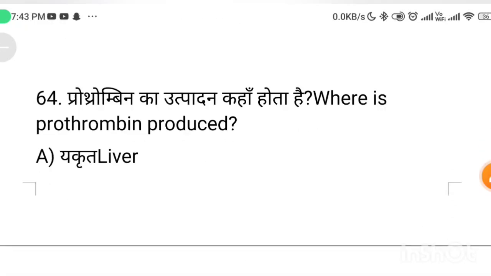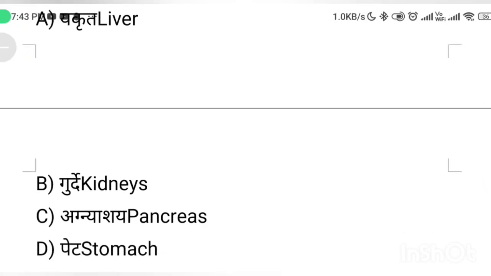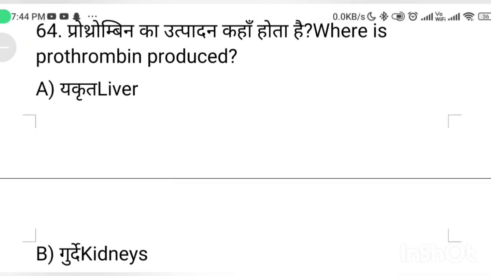Next question. Where is prothrombin produced? Option A, liver. Option B, kidney. Option C, pancreas. Option D, stomach. Correct answer is option A, liver.